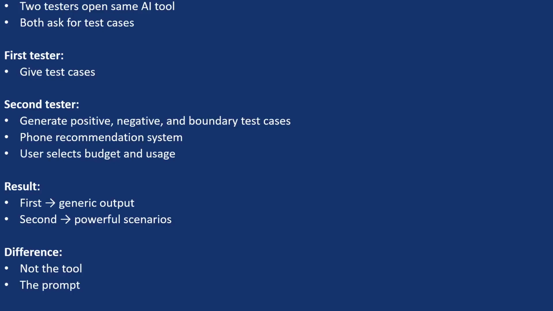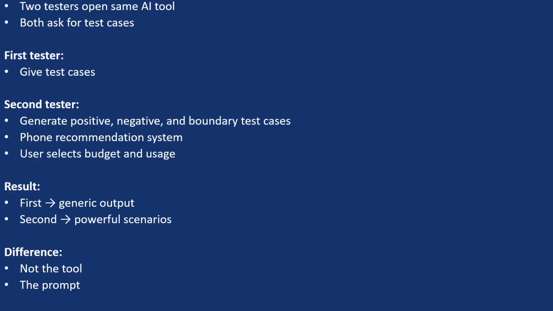So today we're going to discuss the topic of prompt engineering basics for QA. Let's imagine two testers, same company, same AI tool open on their screen. The first tester types "give test cases" and the second tester types in a prompt: "generate positive, negative and boundary test cases for a phone recommendation system where the user selects budget and uses." The first tester gets generic and useless output, but the second tester gets powerful, ready to use test scenarios.